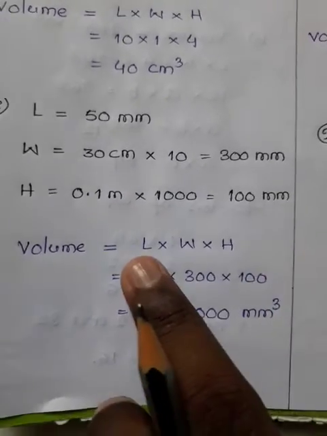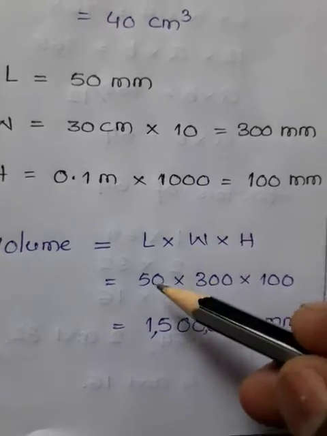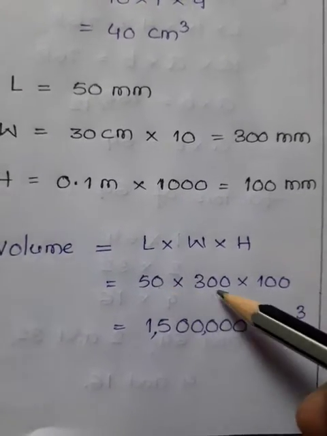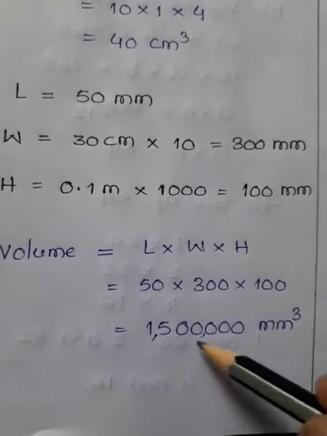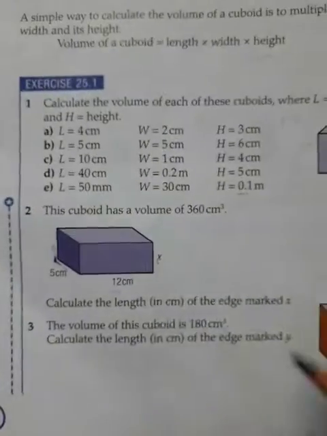Now the volume is length into width into height. So 50 multiplied by 300 multiplied by 1. First of all, multiply only 5 threes are 15, 15 ones are 15, then 1 2 3 3 plus 2 is 5 zeros. The answer is in millimeter cube.